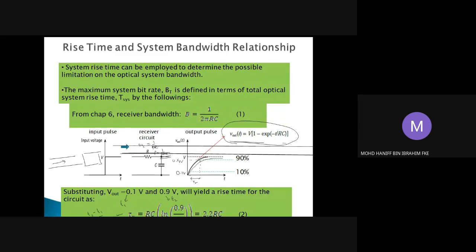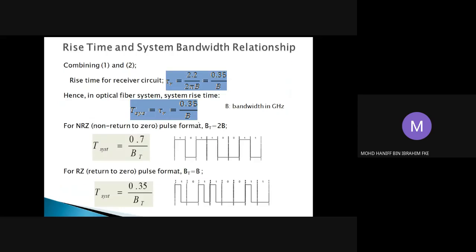Because we have seen just now that the bandwidth is 1 over 2 pi RC. And from this relationship of the graph, we can see that the rise time turns out to be 2.2 RC. So now we can see the relationship between the rise time and the bandwidth. Okay, so we're going to proceed now. We're going to use both equations 1 and 2, and this is the case.